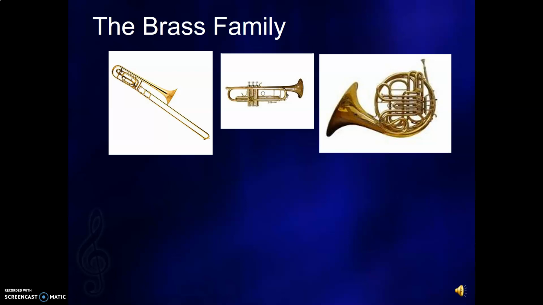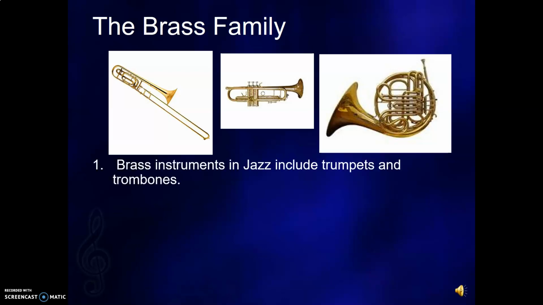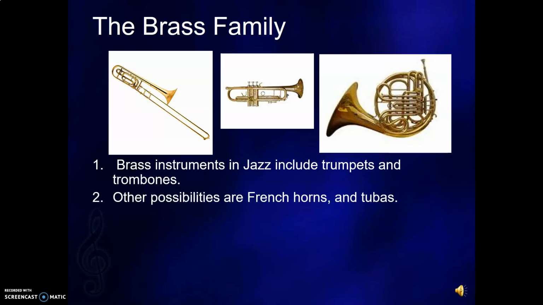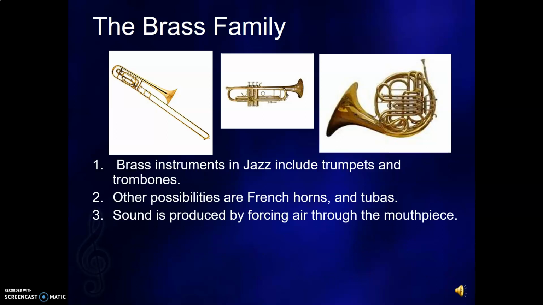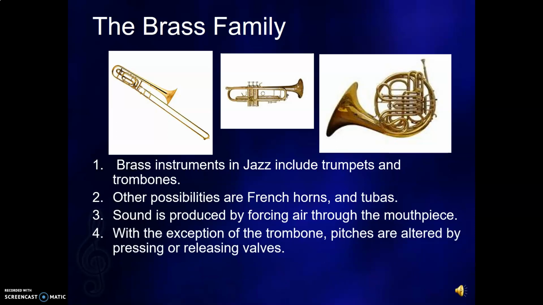Looking at the brass family, brass instruments include trumpets and trombones for jazz. They're part of the big band. Other possibilities are French horns and tubas. Sound is produced by forcing air through the mouthpiece of the instrument. Moving ahead, with the exception of the trombone, pitches are altered by pressing or releasing valves.